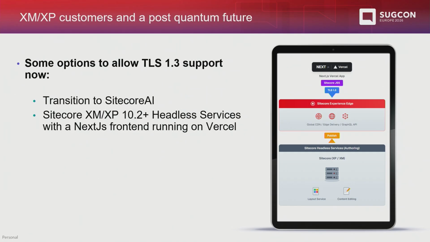The second option here is probably only best for you if you're planning to stay on XP for the foreseeable future, because there would be work involved in moving from JSS to the Content SDK if you're moving to SitecoreAI. So before making this decision, if you're an XM or XP customer at the moment and you're not using headless, you probably want to think about whether you want to stay on XP for the foreseeable future. If not, SitecoreAI might be a better option for you.